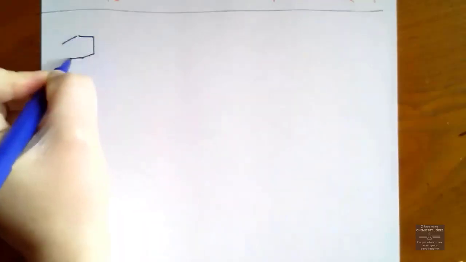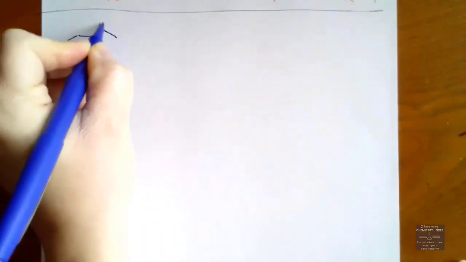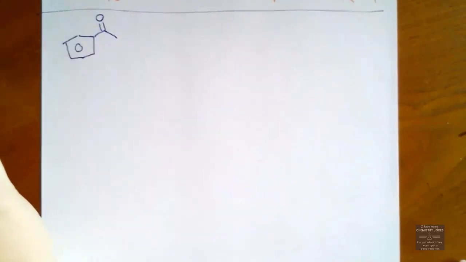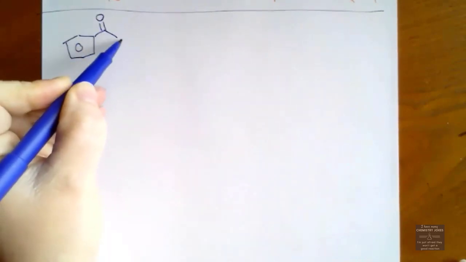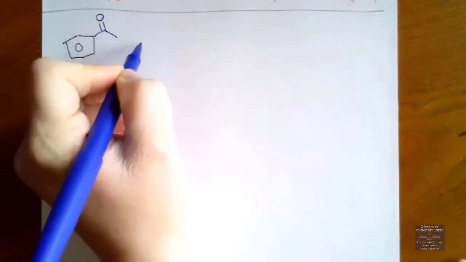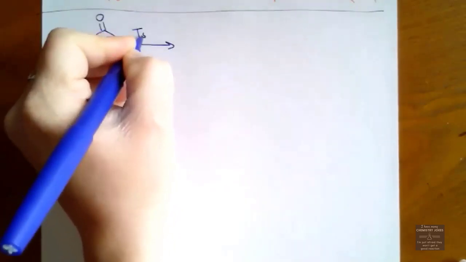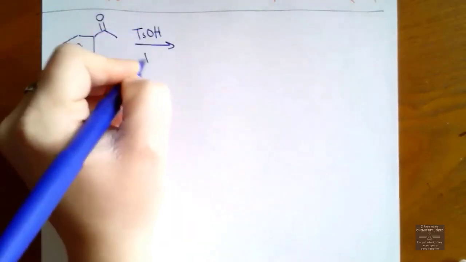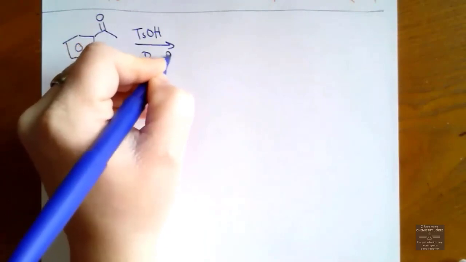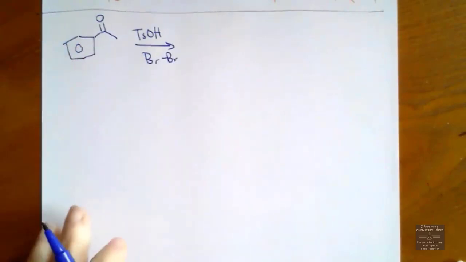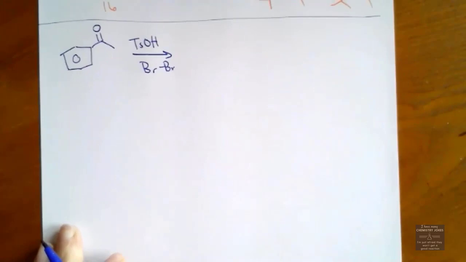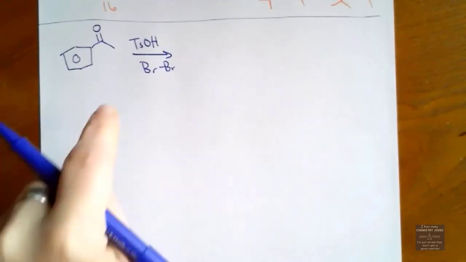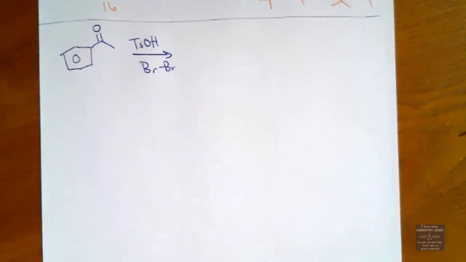Let's do this. So let's do an example. That's a methyl ketone. What that means is one side of your ketone is a methyl. Let's do it in acid. So tosic acid and Br2. In acid, it's an enol that will act as your nucleophile. So in acid, the very first thing to do is tautomerize.